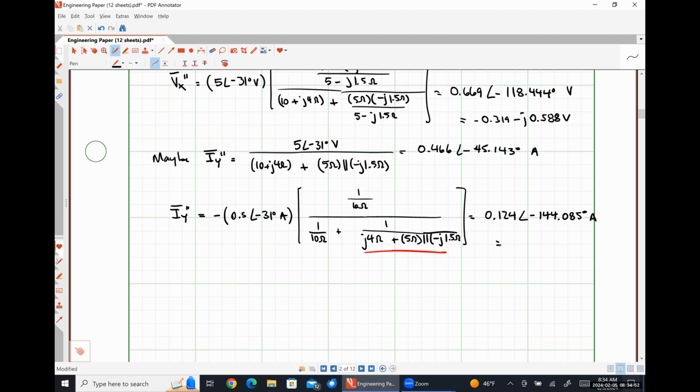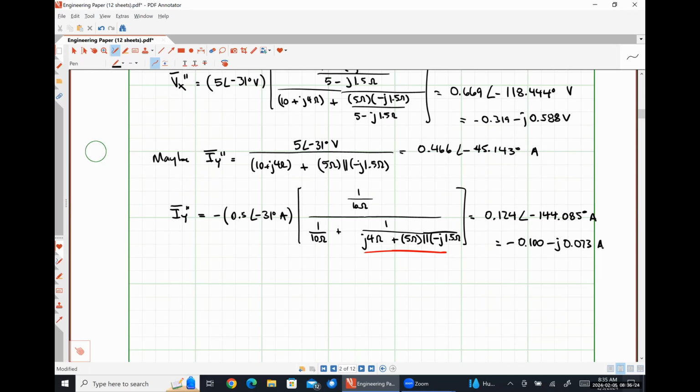Or in rectangular form, negative, there's going to be 0.100 minus j 0.073. Why did mine give me 35? I have the same, wait, no, I didn't. Did you put the negative out front?